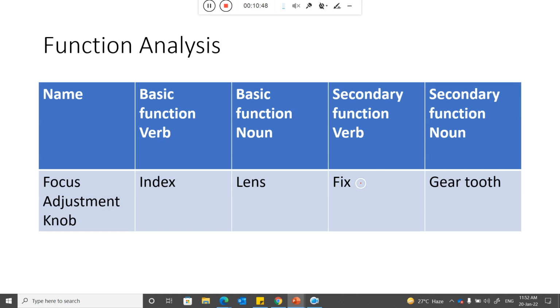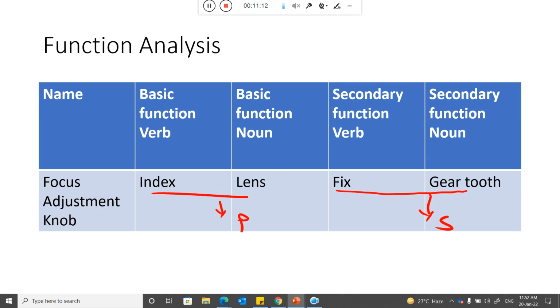The secondary function verb is fix. After adjusting we need to fix at one particular place, and the noun is the gear tooth. By use of the gear tooth, fix. So that is the secondary function, and this is the basic, or you can say primary, function.